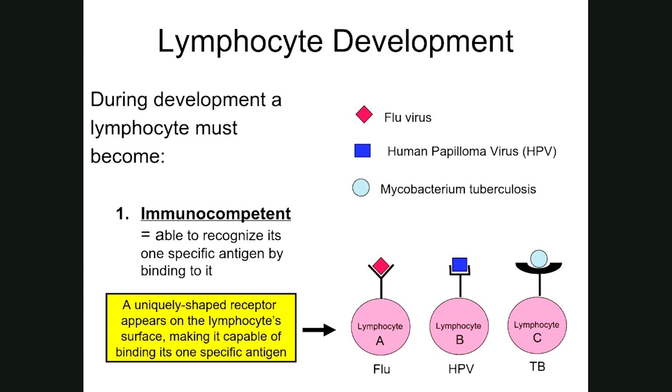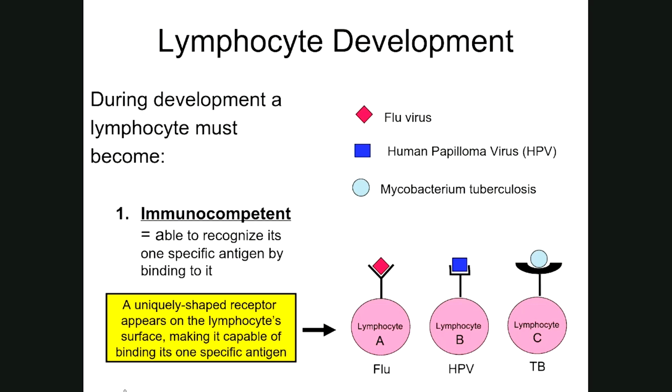So the first thing that we need a lymphocyte that's maturing to do is to become what's known as immunocompetent. Immunocompetent means that that cell is able to recognize its one specific antigen by binding to it. And there's a very unique thing that happens in the thymus for T cells, in the bone marrow for B cells, that allows these cells to be immunocompetent.